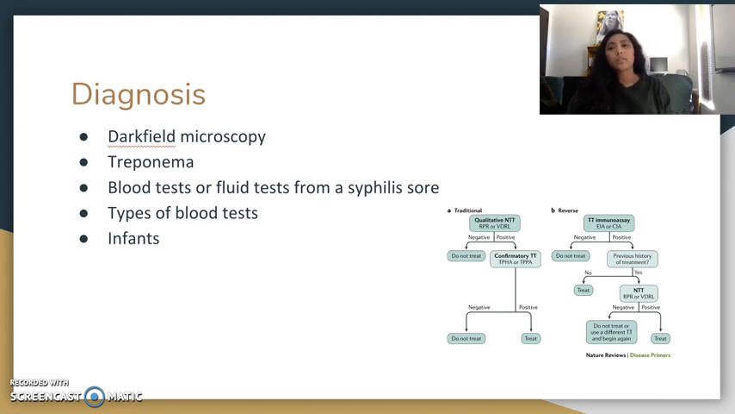For infants, if a mother does test positive for any of these tests, the baby should be tested for congenital syphilis as well.